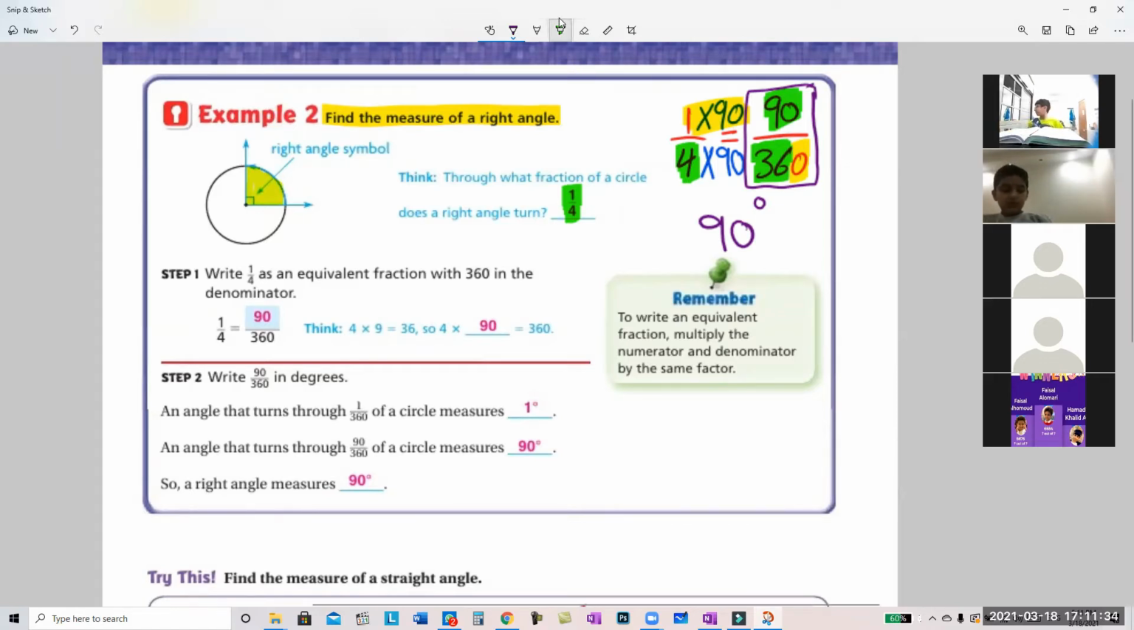So the right angle measures 90 degrees. Okay, so for any number over 360, all we have to do is put this number and draw a small circle above it, and that's it. Yes, Fahd.